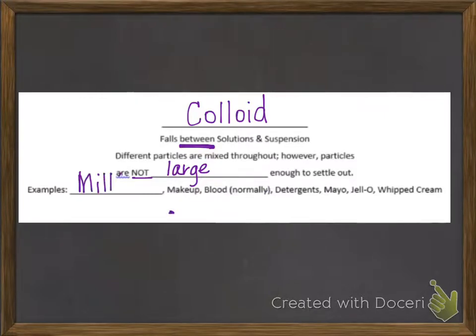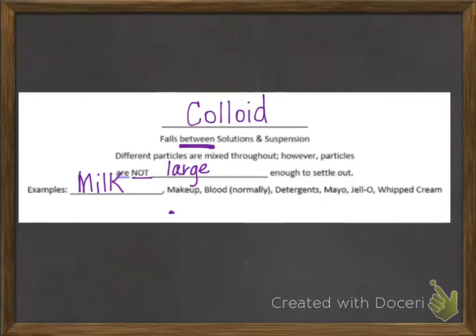Now, examples here would be milk. Milk, blood normally. Under normal situations, we would consider a colloid. Detergents, mayonnaise, Jell-O, whipped cream. Okay, so these are things that you would think are one thing, but they're not. They're not a solution in that they're not dissolved in each other. It's just that they're so well mixed up that they're a little more difficult to separate out. Okay, so these are the three types of mixtures.